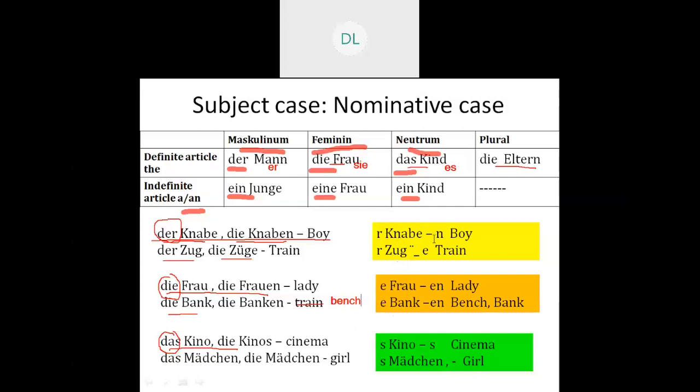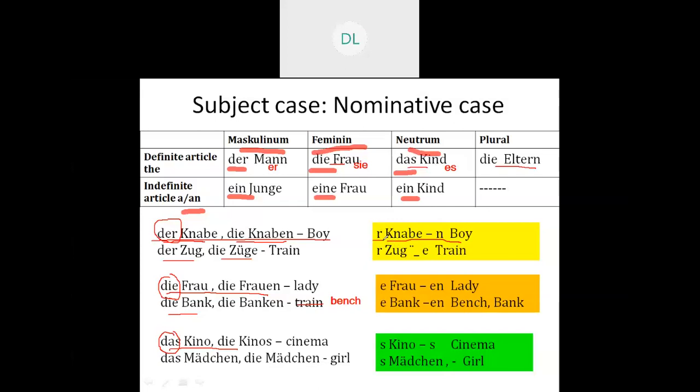Now, on the right side, I have the format of how it will appear in the books and dictionaries. So what is that? There's a noun, Knabe. The meaning is boy. Before that Knabe, there is a small letter r.